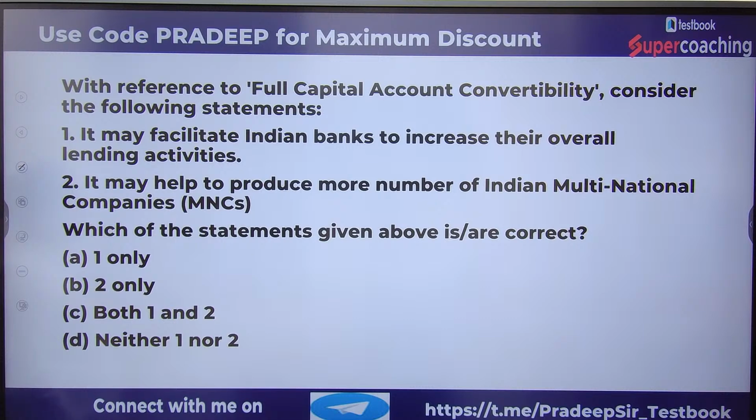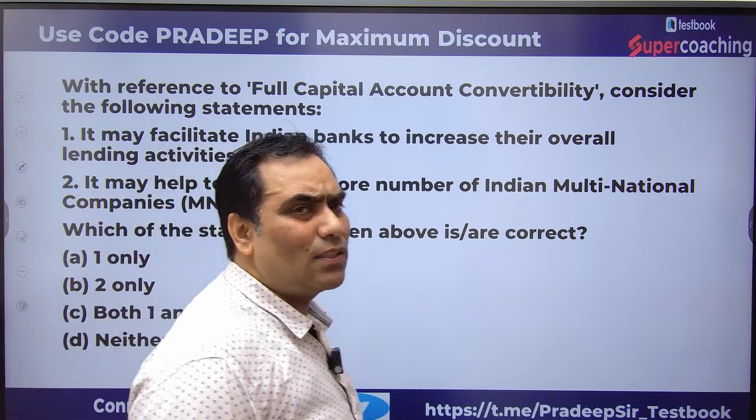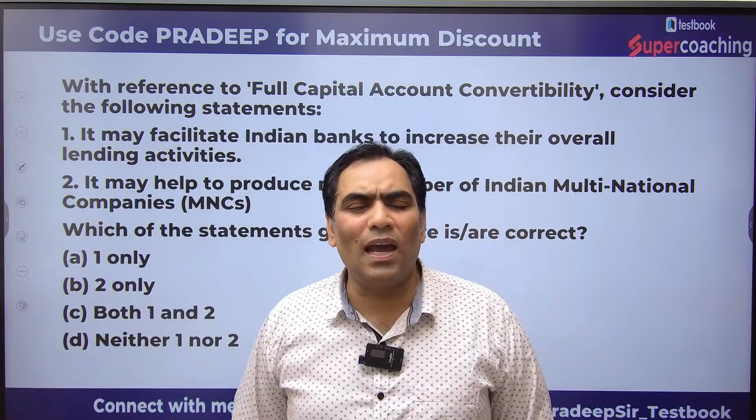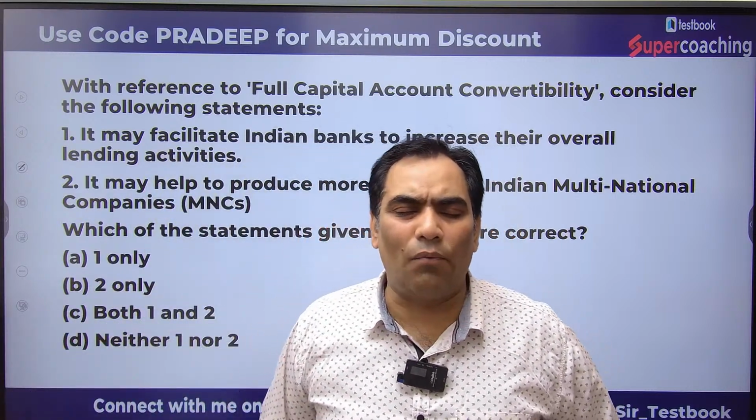Right answer is C. Good, good, Rehan. Very good, Rehan. Right answer is C only. Let me explain. What is the capital account convertibility, or convertibility?